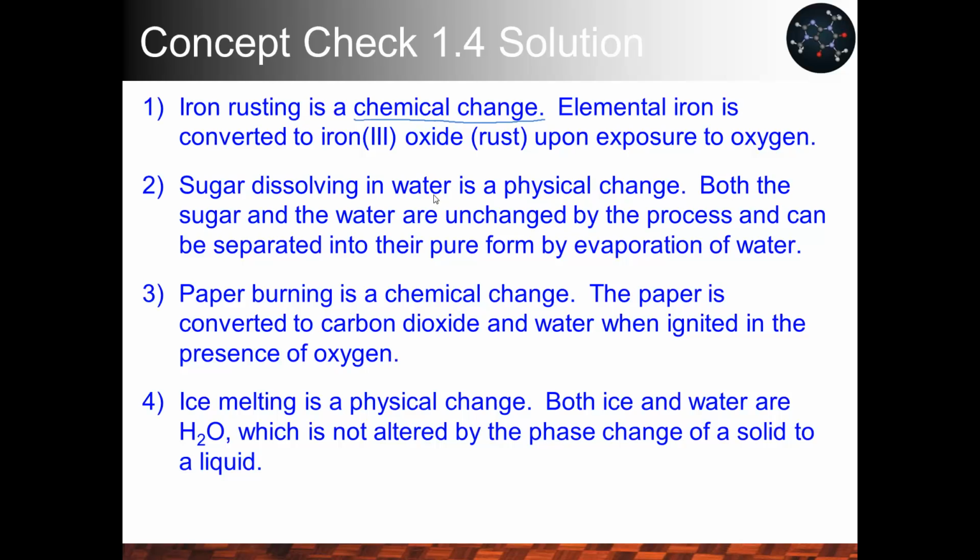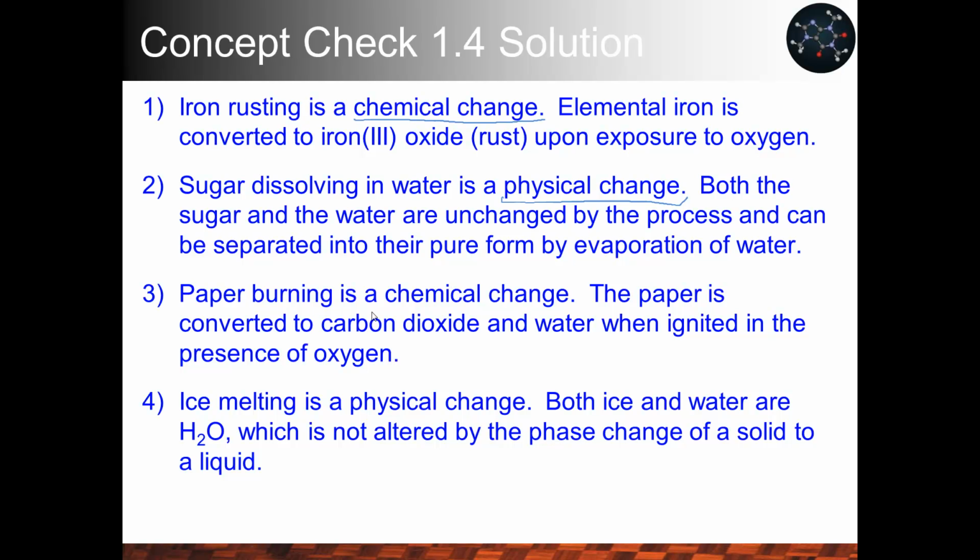If I dissolve some sugar in water, it may not be obvious, but if I heat up the water and evaporate it out, I can collect the water again as just water, and the sugar will get left behind as a powder in the pan that I evaporated the water out of. It didn't actually turn into something different. All they did really was mix. So mixing together, nothing changed what it was. They just mixed. That's a physical change.